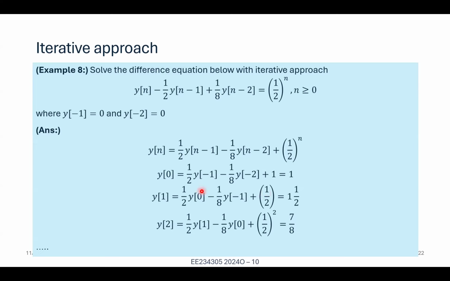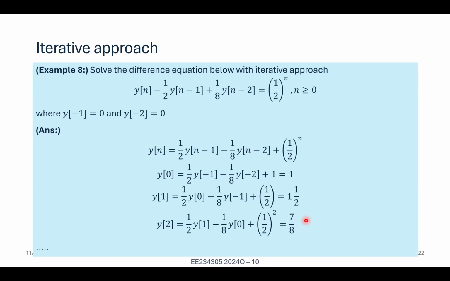So y0 is a half of y of minus 1 minus 1/8 y of minus 2 plus 1. How do we know all of this? Well, it's from the fact that y of minus 1 is 0, y of minus 2 is 0, and n is 0, so we have 1. Now y1 is half of y0, so it's no longer minus 1, but now 0. And it's no longer minus 2, but now minus 1. And it's no longer 1, it's now half. We have 1 half. And for y2, we have 7/8.